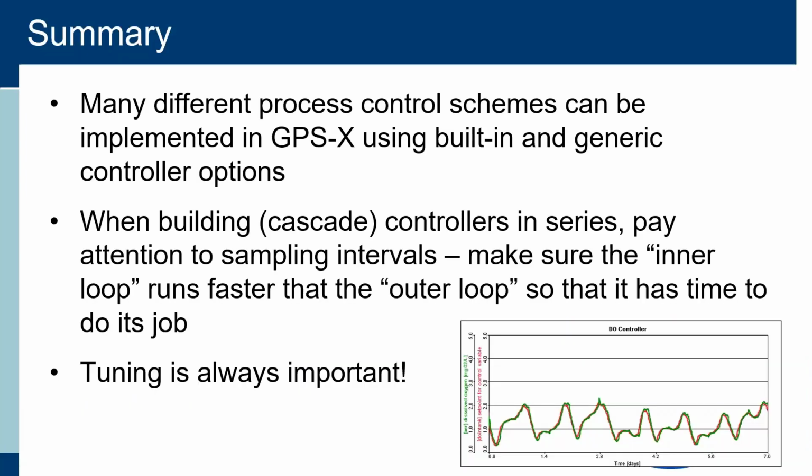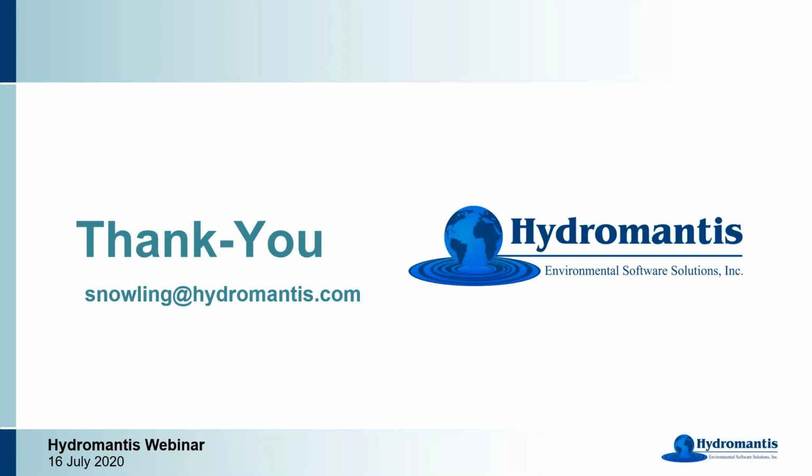So in summary, there are many different types of process control schemes that you can build in GPS-X using either our built-in controllers or those generic controllers that you put on the drawing board. And I'll hit on that point again. When you're building those cascade controllers in series, pay attention to the sampling intervals. Make sure that that inner loop, the one that's doing the changes based on the other controller's set point changes, is running faster and has time to do its job before the next change happens. And as always, with any kind of control that you're doing, tuning your controllers is hugely important. So nonetheless, I think that's it.